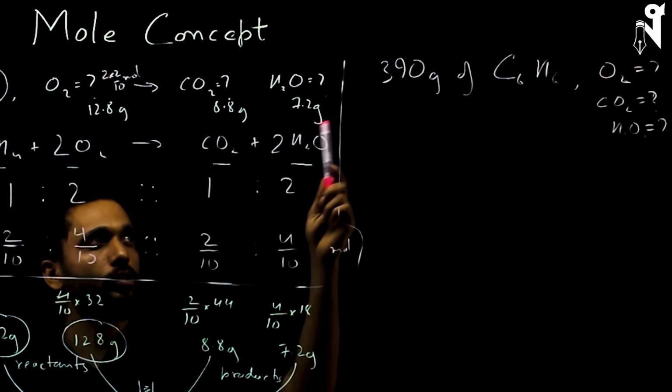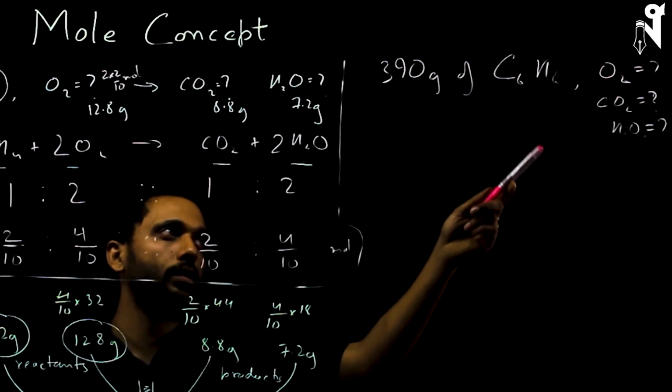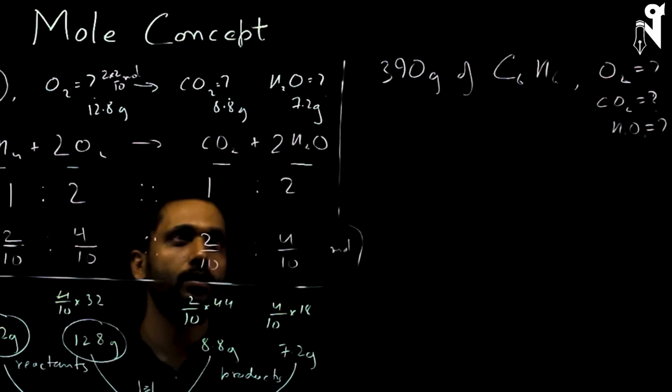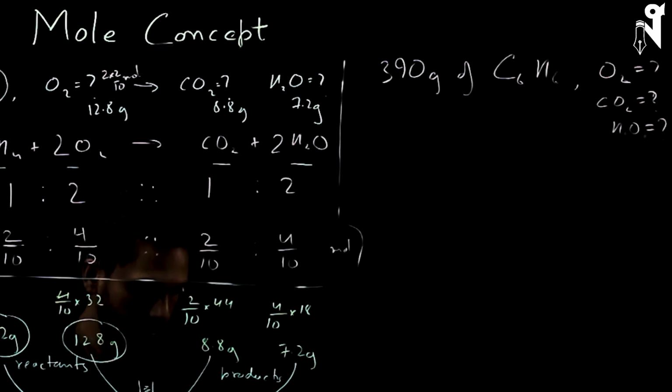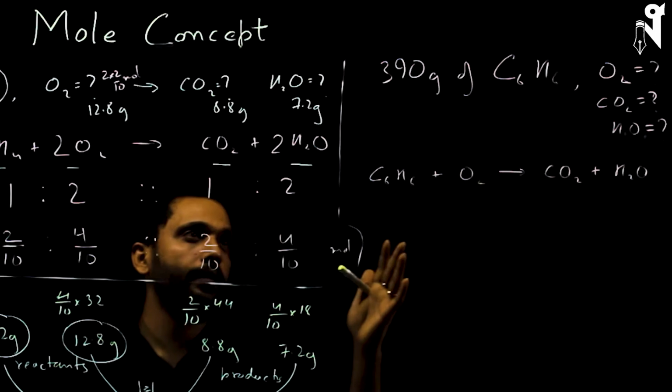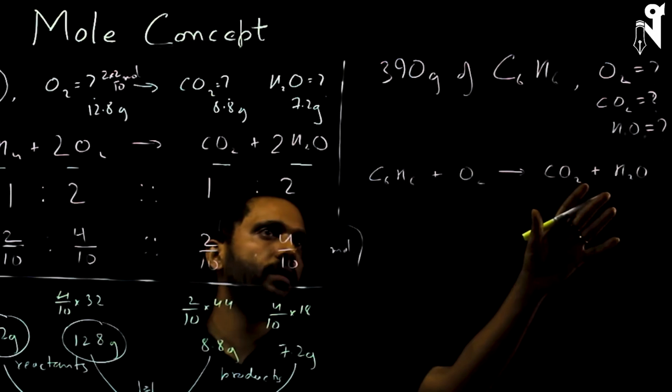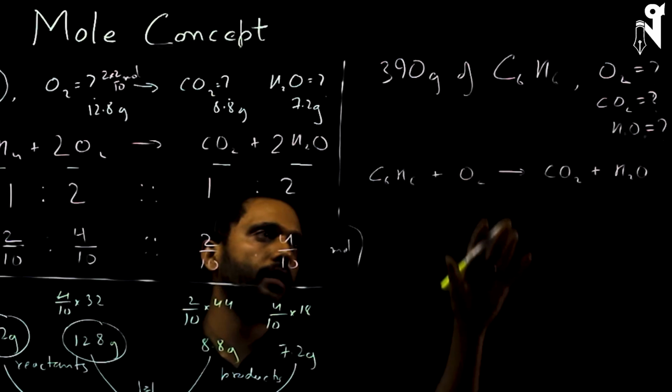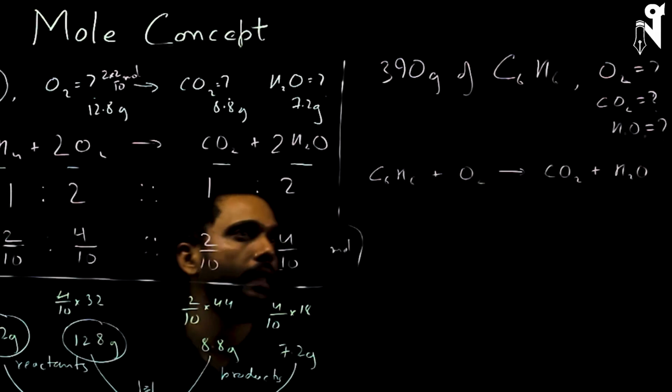So the reaction is a hydrocarbon reacts with oxygen to give you carbon dioxide plus water. Do that quickly. Try to get it right. So hopefully I've got it right. Just cross check with me. Let's balance the reaction first. Benzene reacting with oxygen to give you carbon dioxide and water.